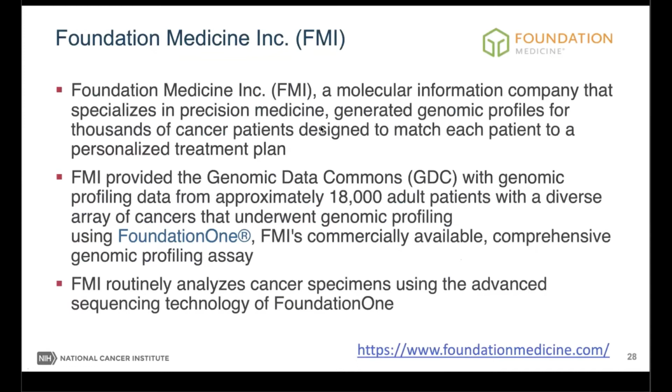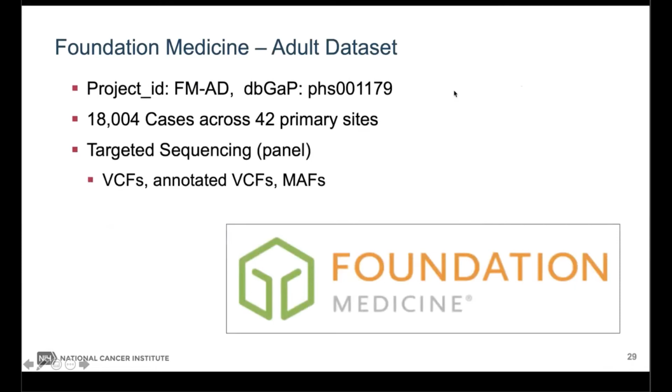So FMI provided the GDC with genomic profiling data from about 18,000 adult patients with a diverse array of cancers that underwent genomic profiling using their commercially available FoundationOne genomic profiling assay. So yeah, we have data from this particular assay. And just to give you a little more information about what is in the GDC, this Foundation Medicine dataset is named FM-AD for Foundation Medicine Adult Dataset. Here's the dbGaP ID. We have 18,004 cases across 42 primary sites. And because this is an assay or a panel, this is classified as targeted sequencing in the GDC. This data is available as raw VCF format, annotated VCF format, and MAF format.